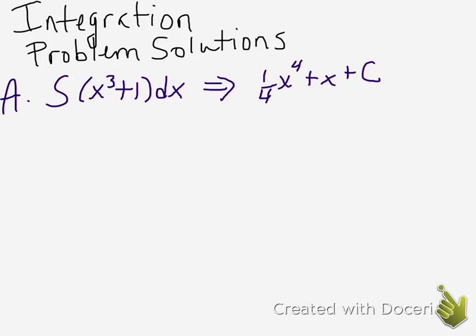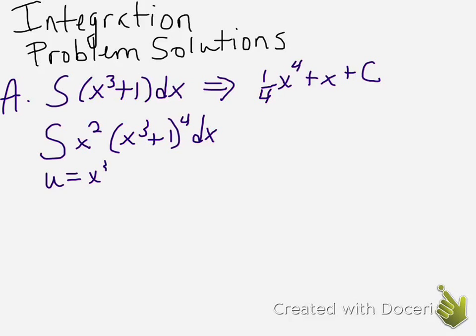The second problem in that row required substitution. It is the composite function where we have the x cubed plus 1 inside that power of 4. So we're going to let u equal the x cubed plus 1. Then we take the derivative of whatever we set as our u, and that gives us 3x squared dx.